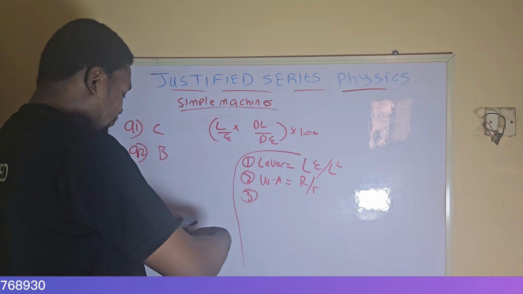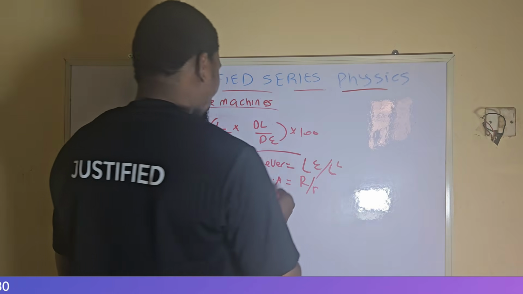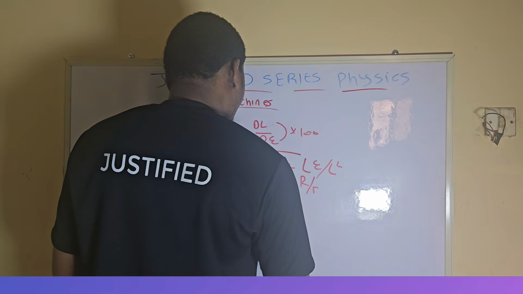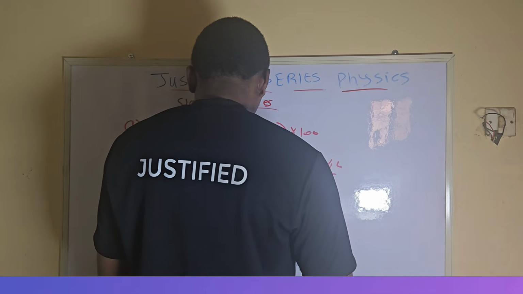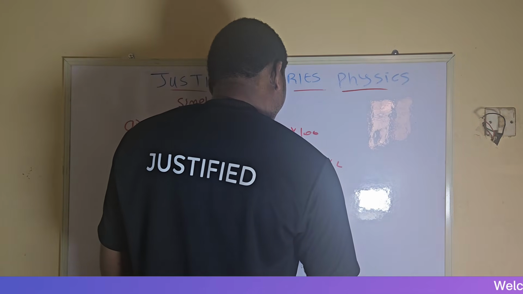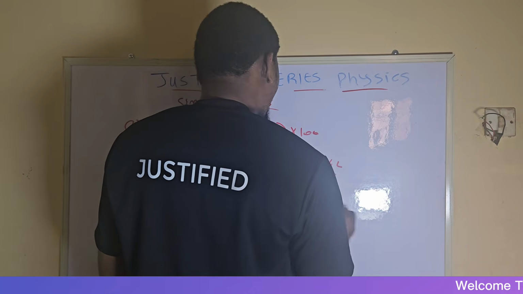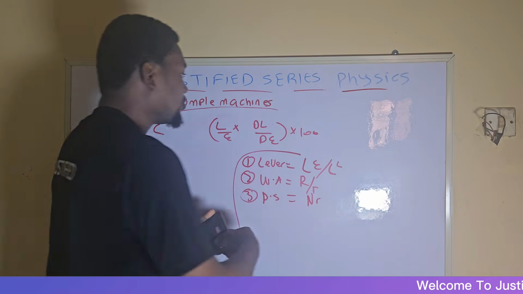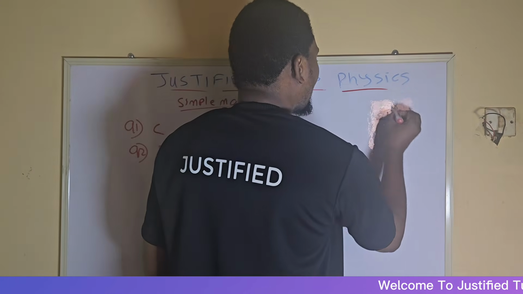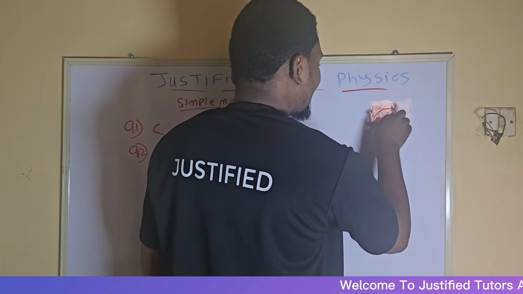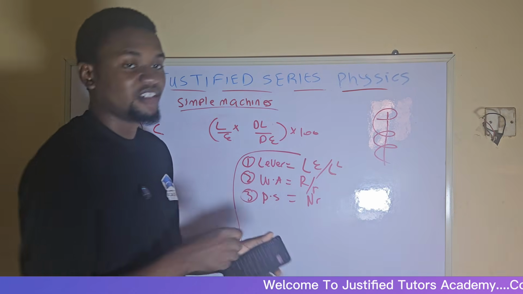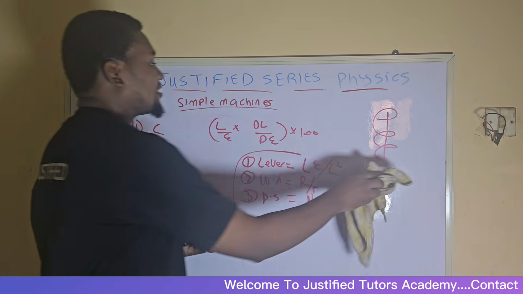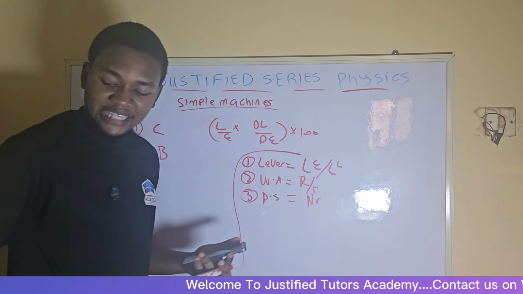The velocity ratio for a pulley system, I'll call this PS, is equal to the number of ropes, the number of rope strands. The number of ropes in a pulley system, all these things here are the velocity ratio for a pulley system. Don't worry, when we get there, I'll explain better.